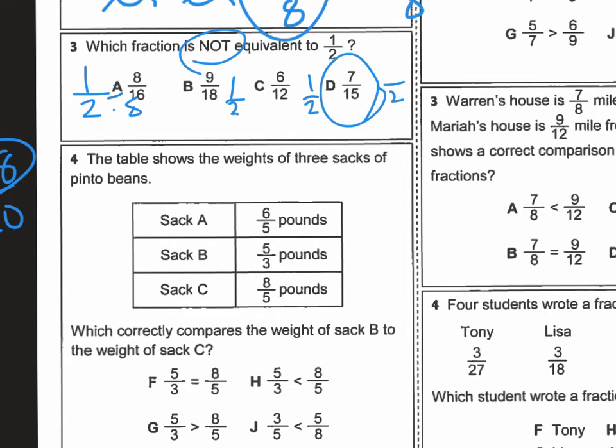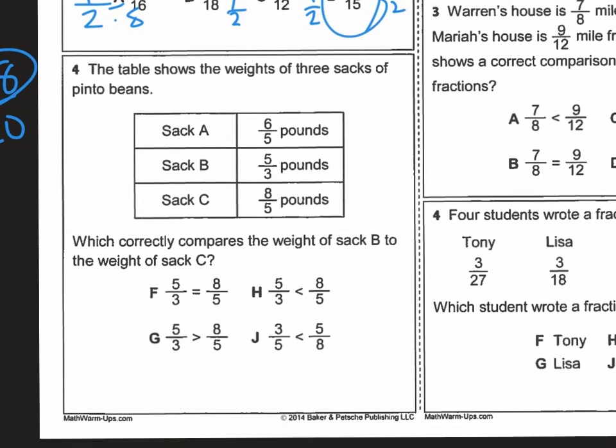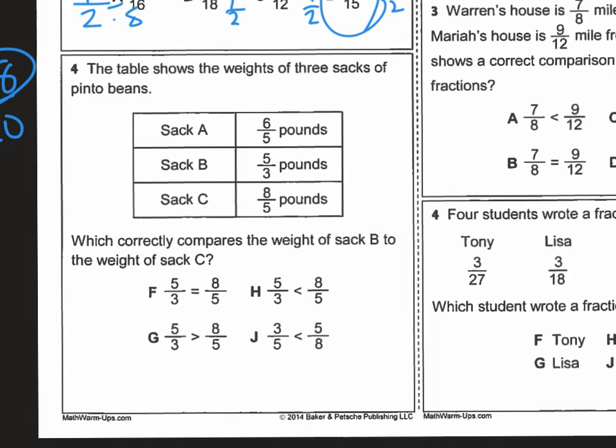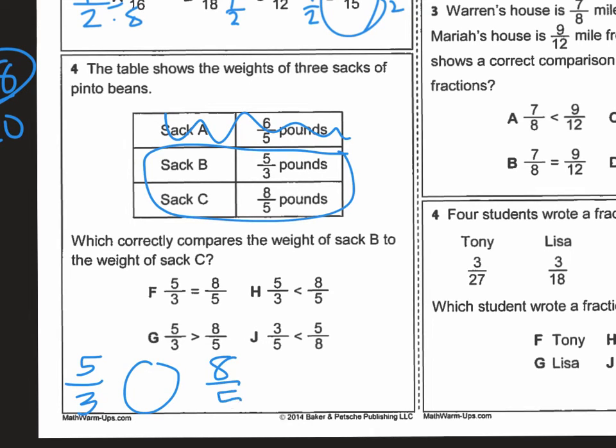The next one, it says the table shows the weights of 3 sacks of pinto beans, which correctly compares the weight of sack B to the weight of sack C. So we're not looking at that. So again, we are comparing 5/3 compared to 8/5. Again, we need to find a common denominator. In this case, the easiest thing is just to multiply the denominators by each other.